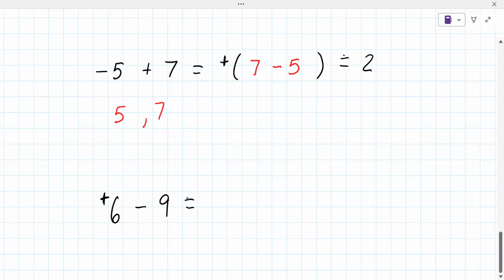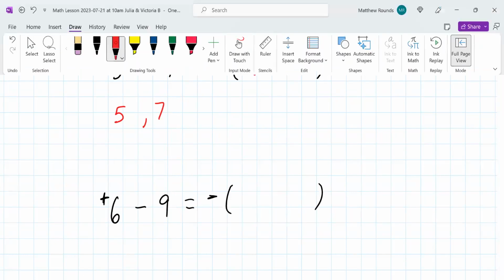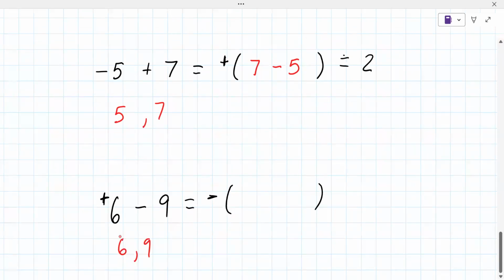So the first thing is determine the sign of the answer, which is further from 0. So -9. So we know the answer is negative. And then you look at the two numbers without the signs. You say, okay, it's 6 and 9. You take the larger and subtract the smaller. So that would be 3, and then bring over the negative. -3. Okay, like that.